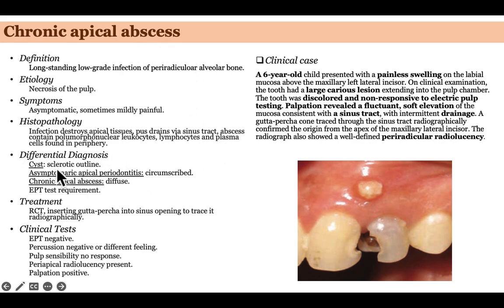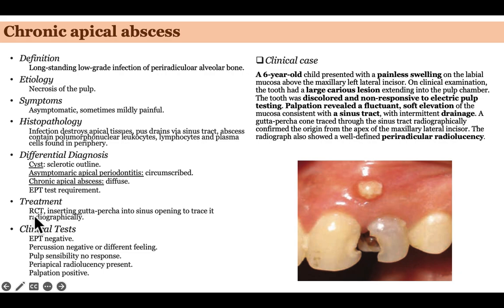Differential diagnosis. In a cyst, we have a sclerotic outline in the radiolucency. In apical periodontitis, which is asymptomatic, we have a circumscribed radiolucency. But in chronic apical abscess, it is diffused. So the EPT test is a requirement.